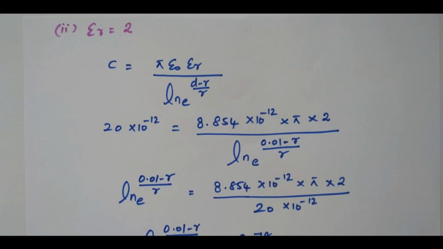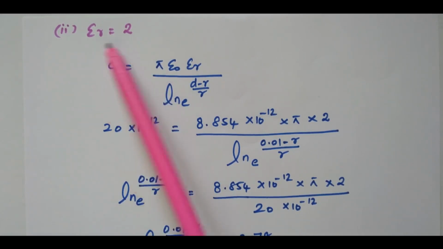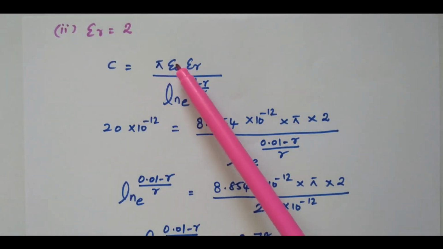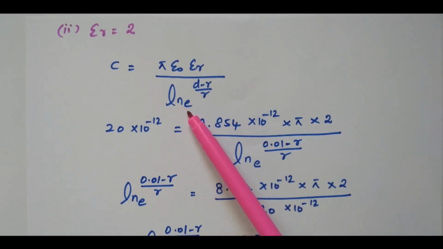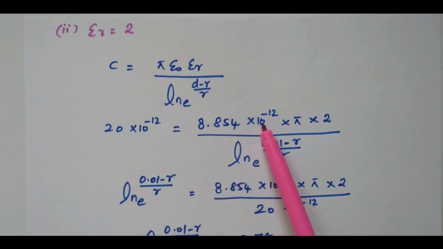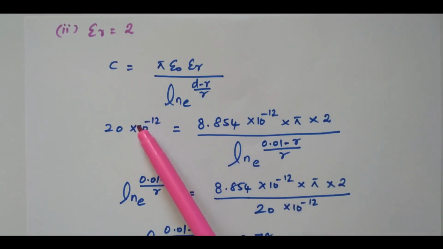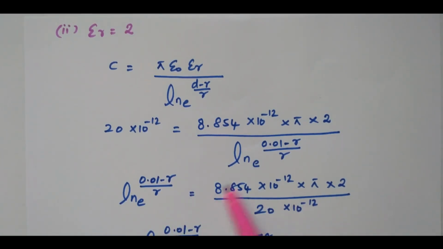Now we'll go to the second condition, epsilon r equal to 2. Same problem, only we need to substitute epsilon r equal to that of sea water. C equal to pi epsilon naught epsilon r divided by log to the base e of (d minus r) by r. The C value is substituted, epsilon naught is substituted, pi, epsilon r equal to 2, log to the base e of (0.01 minus r) by r. Right? This value is not known, so exchange these two values. Bring this value to the numerator, bring this value to the denominator, so that log of (0.01 minus r) by r equal to this value, right? Now we can simplify this.